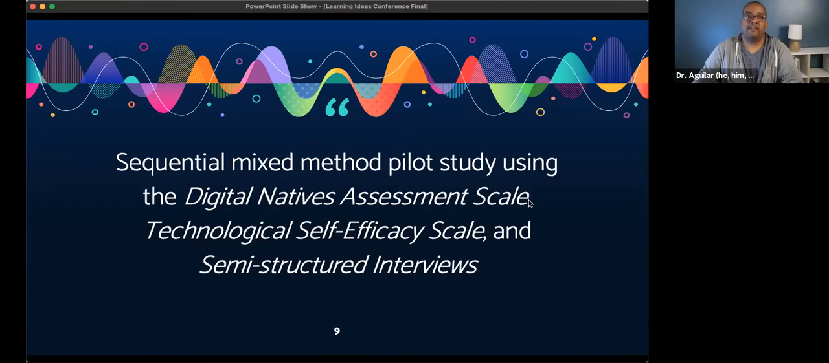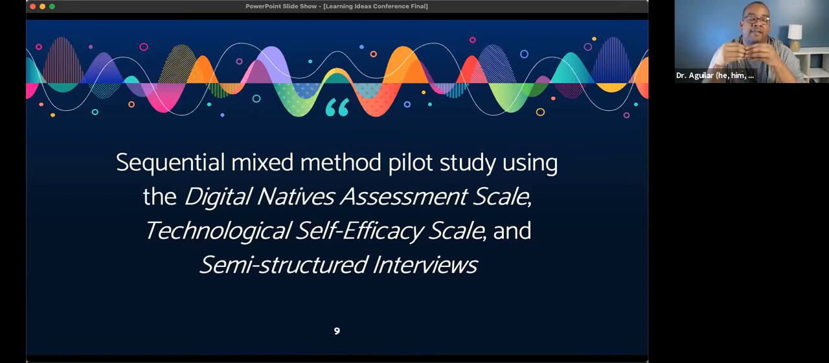So what we did was a sequential mixed method pilot study. And we were just using this to explore how things are coming together. So we had some guidance from the prior literature and our understanding of the theories and our theoretical framework. And so we started off with a survey using the digital native assessment scale and the technology assessment scale.